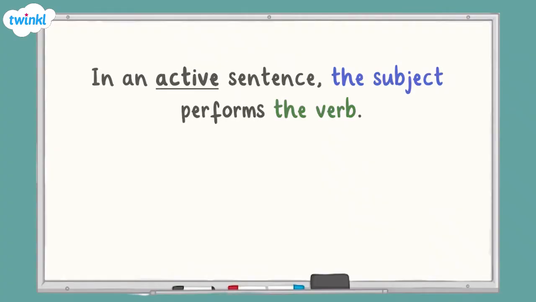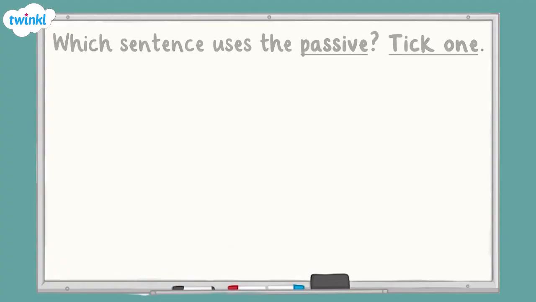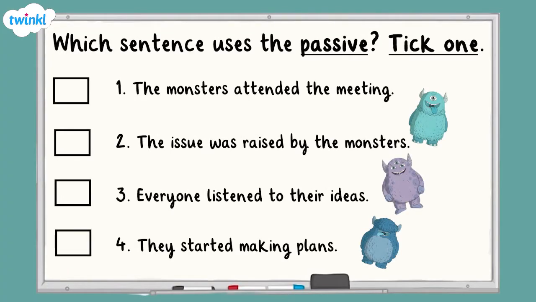In these passive sentences, the verb is happening to the subject. When deciding whether a sentence is being written in the active or the passive, it's important to look at the subject. In an active sentence, the subject is doing the verb. In a passive sentence, the verb is happening to them. For our first question, you're being asked to tick the sentence that's written in the passive. Remember, in a passive sentence, the verb is happening to the subject. Let's take a look at the sentences.